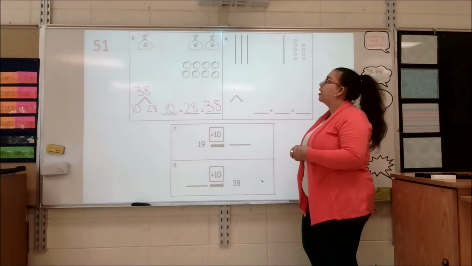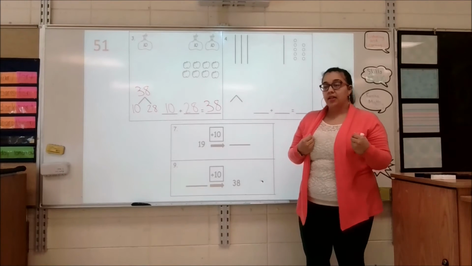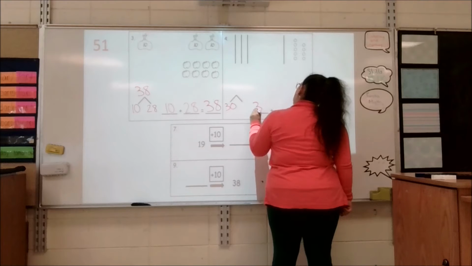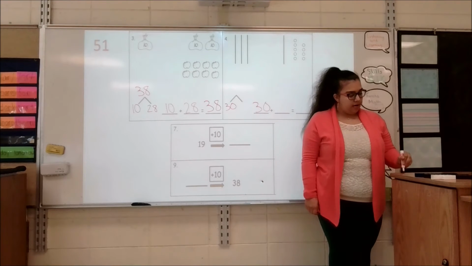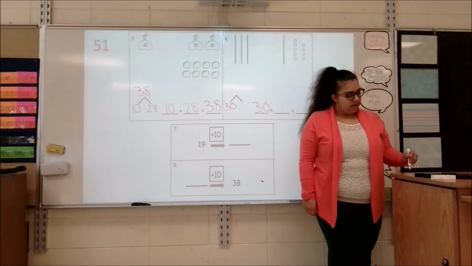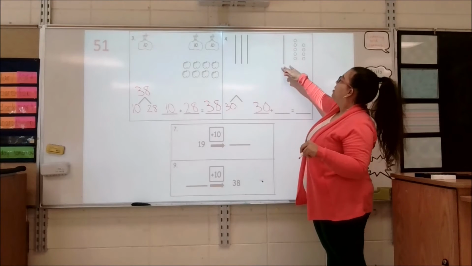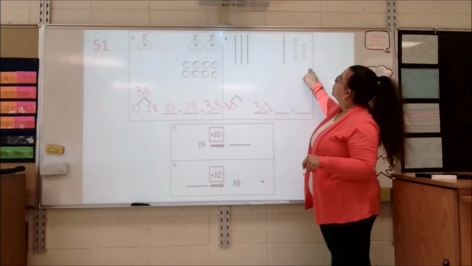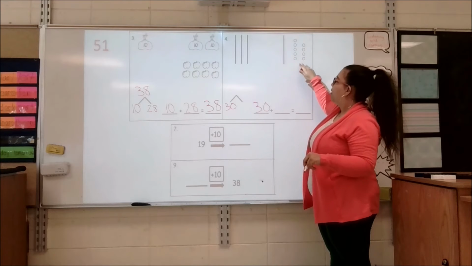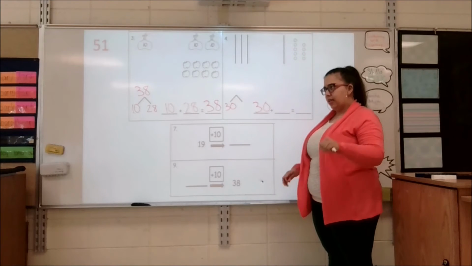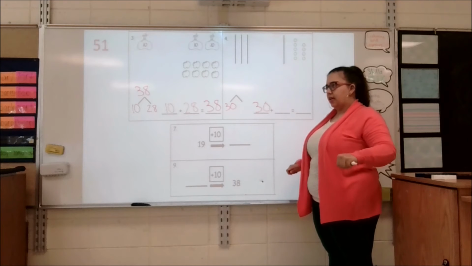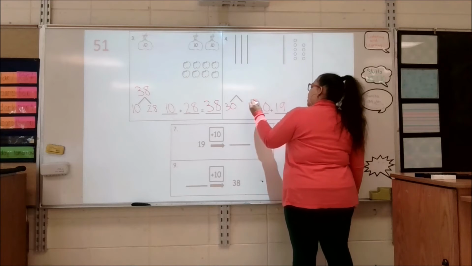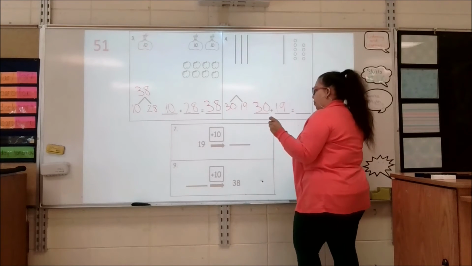3 tens. Good. And what is the value of 3 tens? 30. Good job. So 30 is our first part. And what is our second part? 1 ten 9 ones. 10 and 9 ones is a teen number, 19. So 30 plus 19.